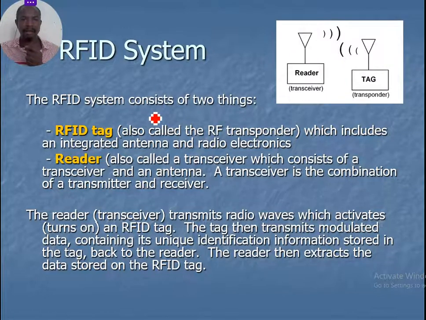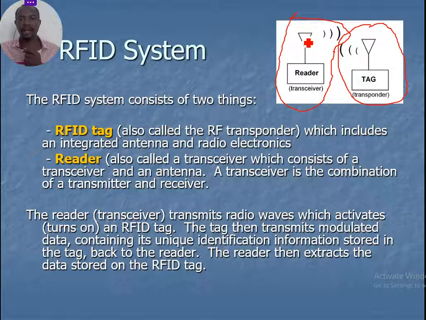Now RFID consists of two things. The first one is the RFID tag, and the second one is the RFID reader. The tag is also called the RF transponder, which includes an integrated circuit with antenna and radio electronics. I'm going to show you the circuitry diagram. Then the second one is the reader. The reader is also called the transceiver, which consists of a transceiver and an antenna.